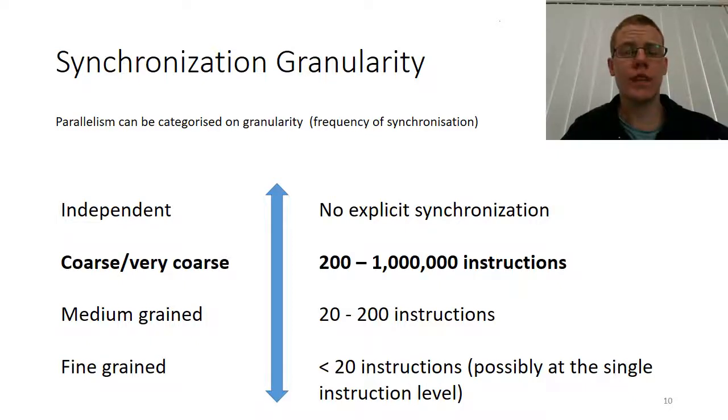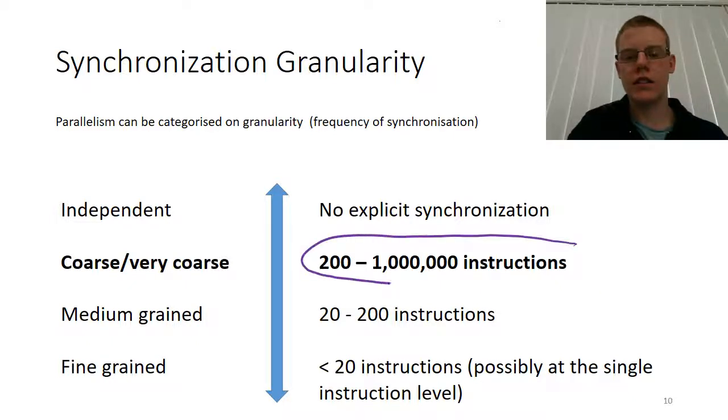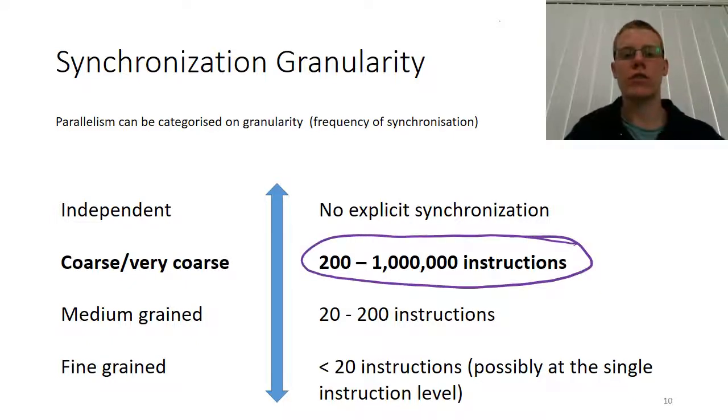An example of coarse or very coarse-grained parallelism would be a process which spawns several children, each of which run on separate processors, and the results are then accumulated in the parent process. In this case, we have a very wide gap in terms of the number of instructions between synchronization of the processes. So what we've got there is an example of a range which we might consider to be in the coarse or very coarse-grained range.